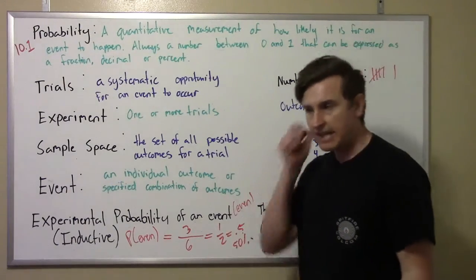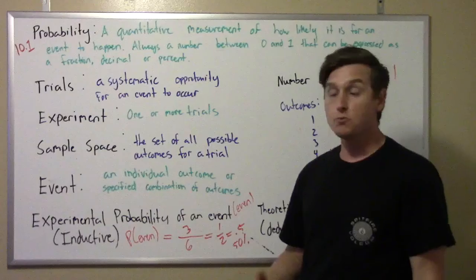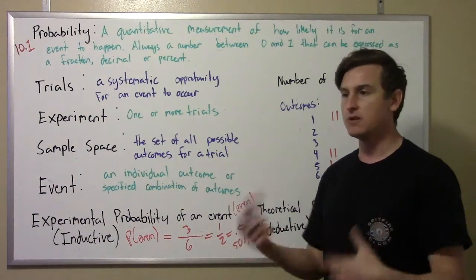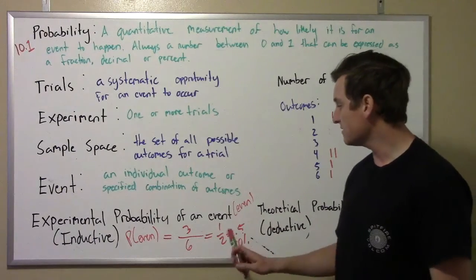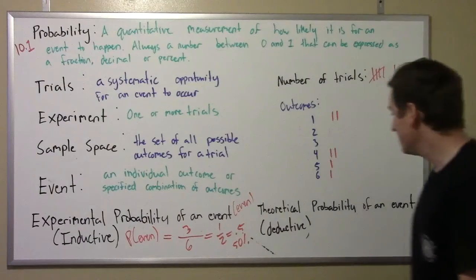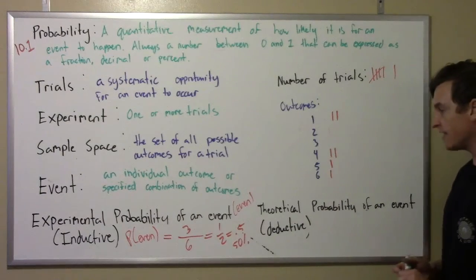Now, it doesn't have to be like that, right? We could have just randomly rolled more odds in this case. But the idea is the more that we do our experiments, the closer this should be to our theoretical probability. So let's calculate that: the theoretical probability of an event.